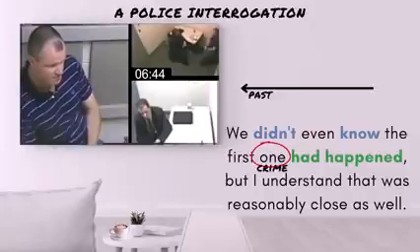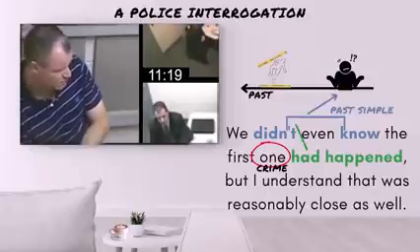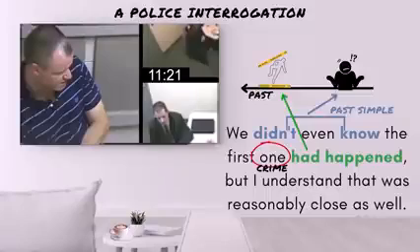Here one means a crime. We didn't even know, past simple, that the first one had happened. Again, the past perfect describes an action before another past action. The first crime happened before they knew about it.